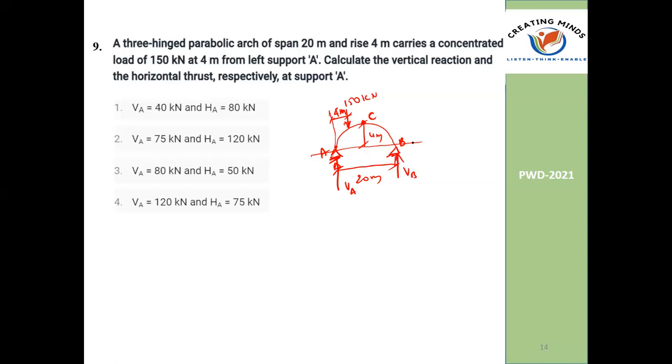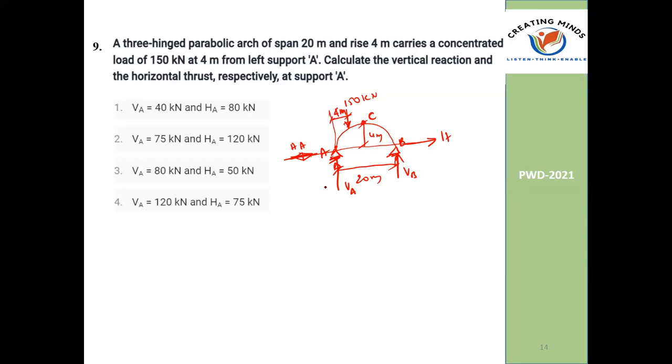VA, VB and H. He is asking VA and HA. Use sigma F. You use equations of statics to determine the external support reactions. It's just like a beam.